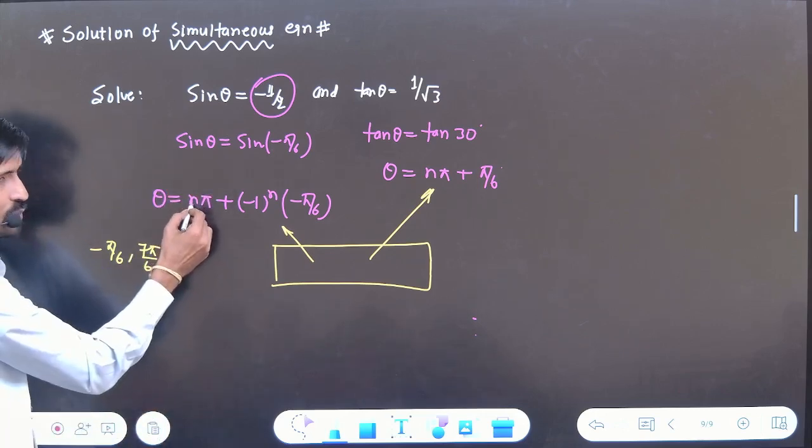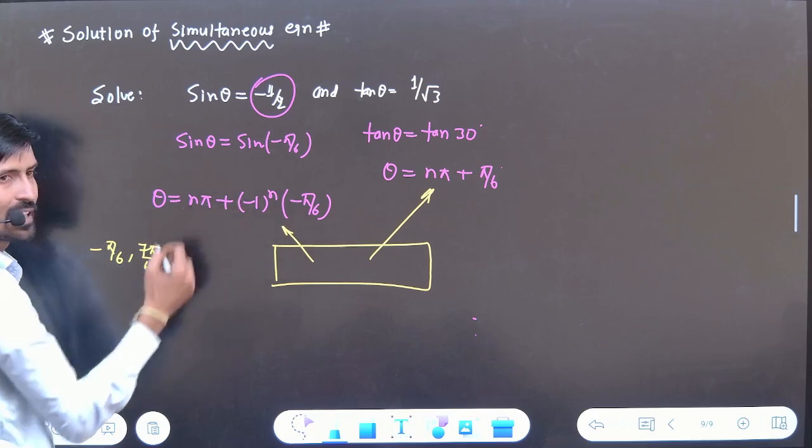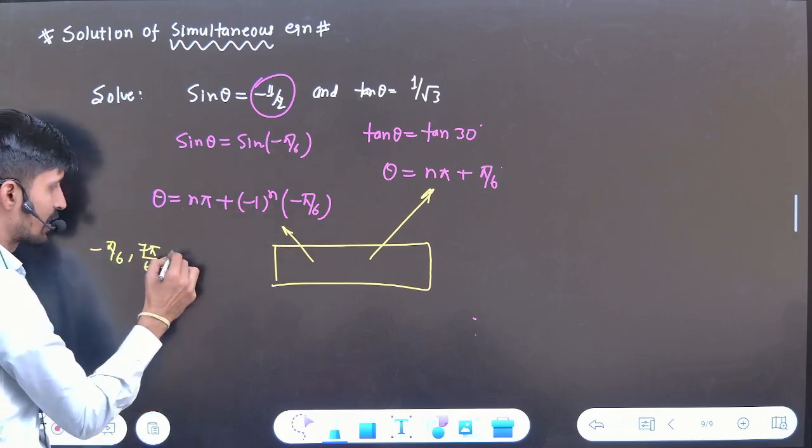Now I'll put n equal to 2. 2 pi, minus 1 squared is plus 1. 2 pi minus pi by 6 is 11 pi by 6.